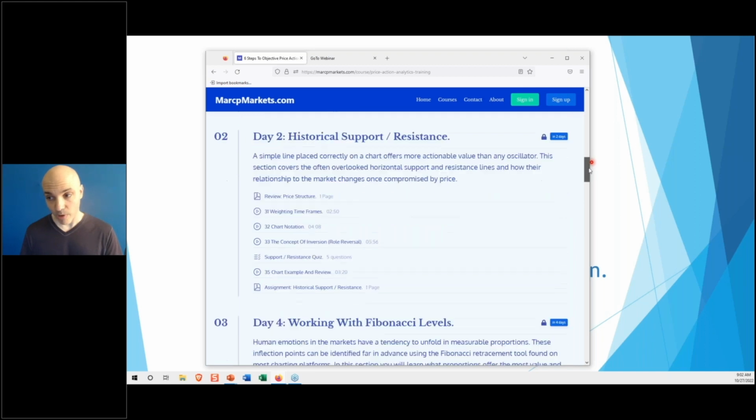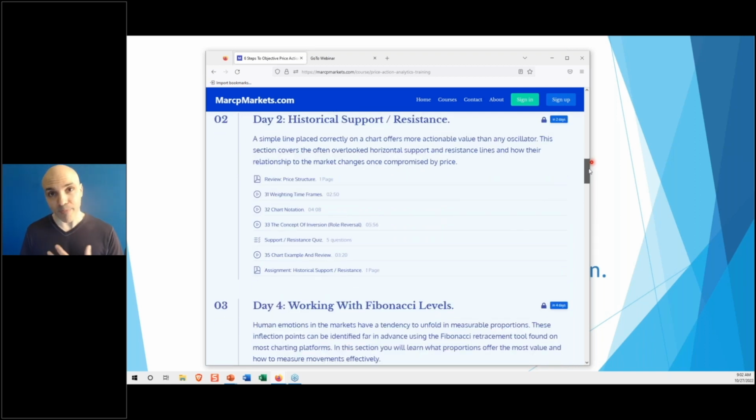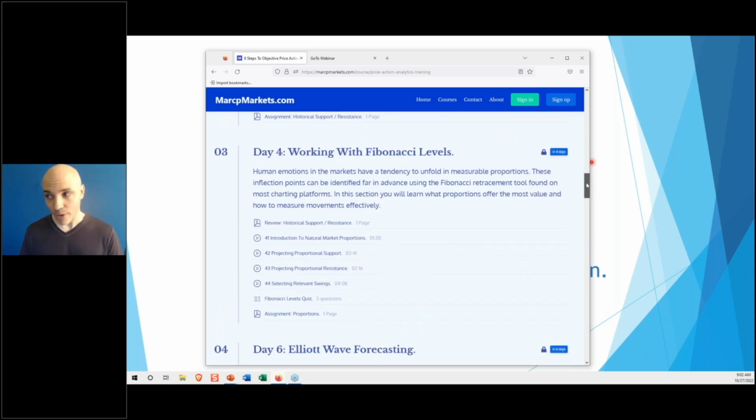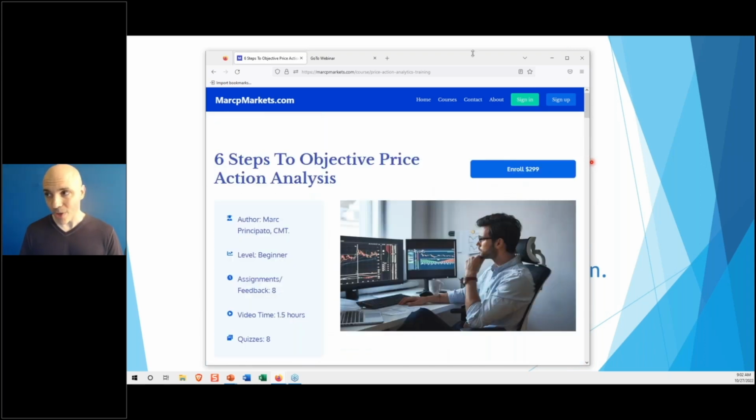That's the main part of the program. That's where the learning takes place. Yes, the videos are important. They help prepare you for the assignment, but you have to do the assignments if you want to get value from the program, okay? So that's quickly how it works.